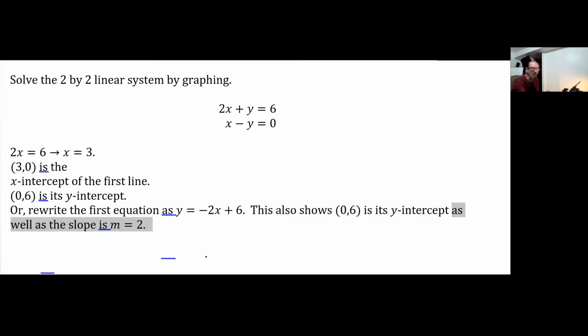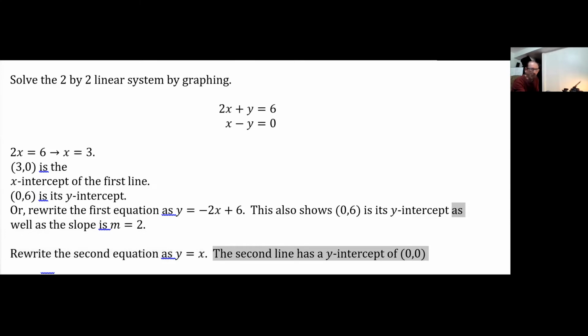As for the second line, rather than doing intercepts, it's actually going to go through the origin. So I'd either have to plot two or three different points, or I could add y to both sides to get y equals x. That's going to give us that the value of b is 0, telling us that (0, 0) is the y-intercept, and the slope is 1.